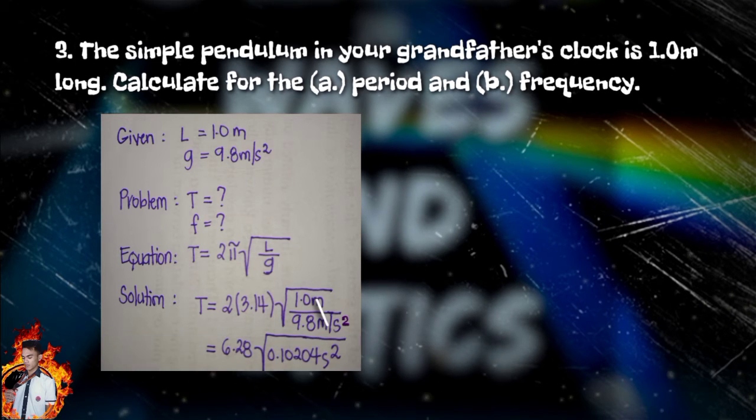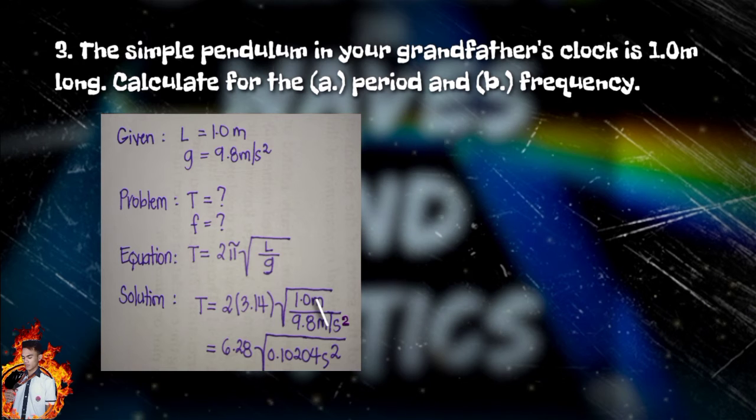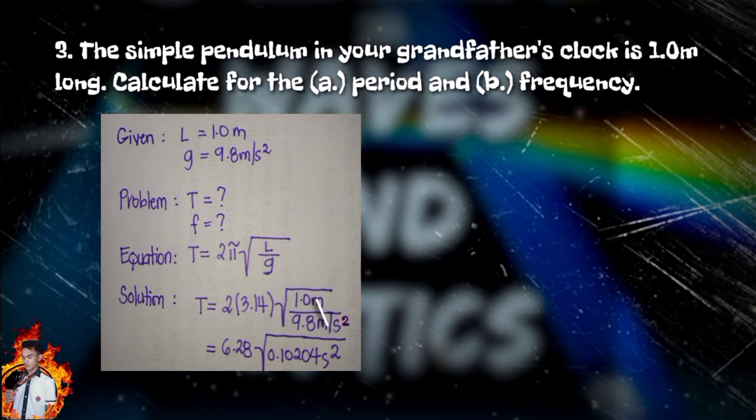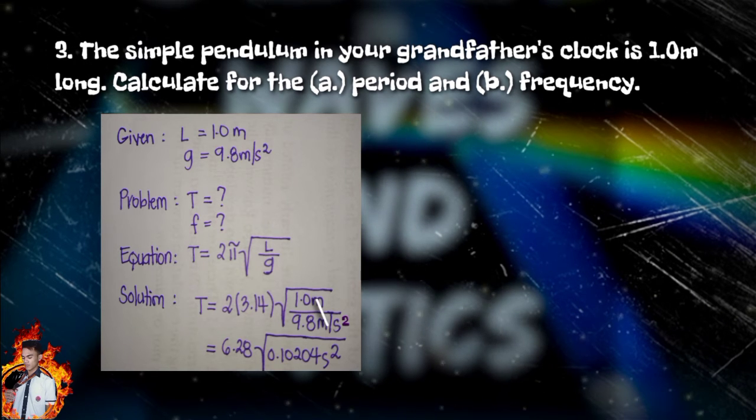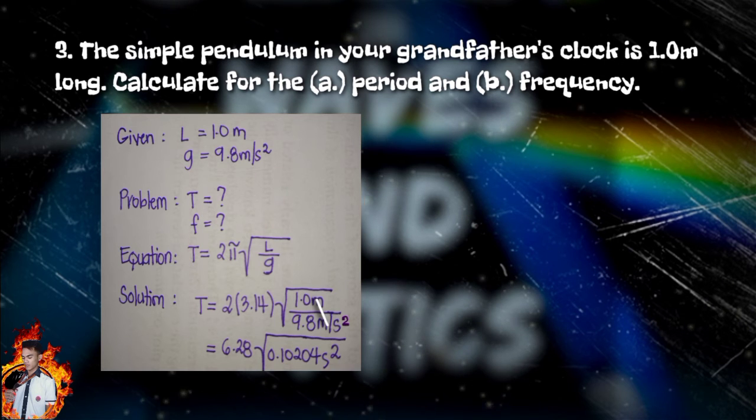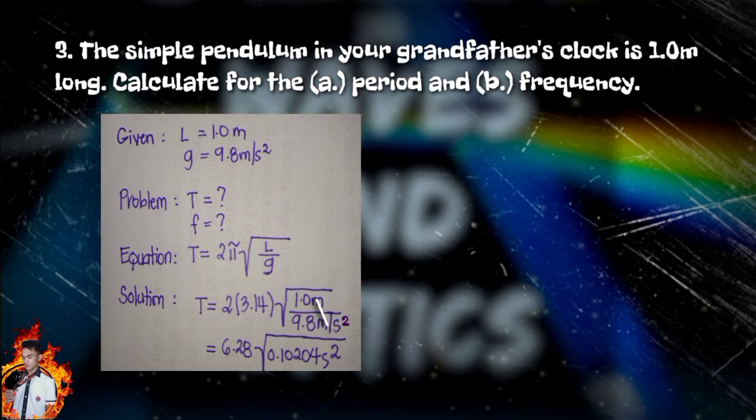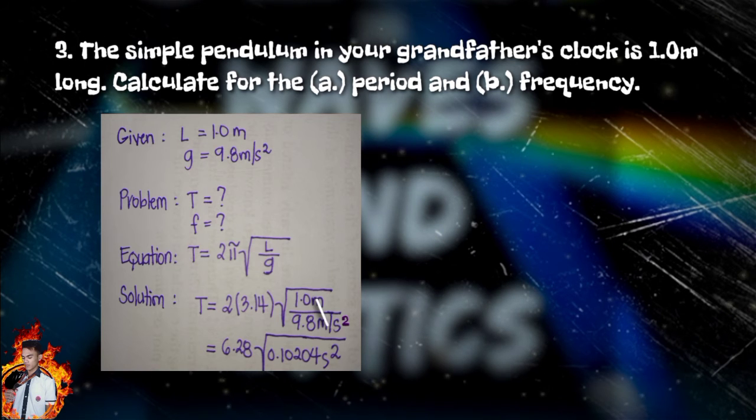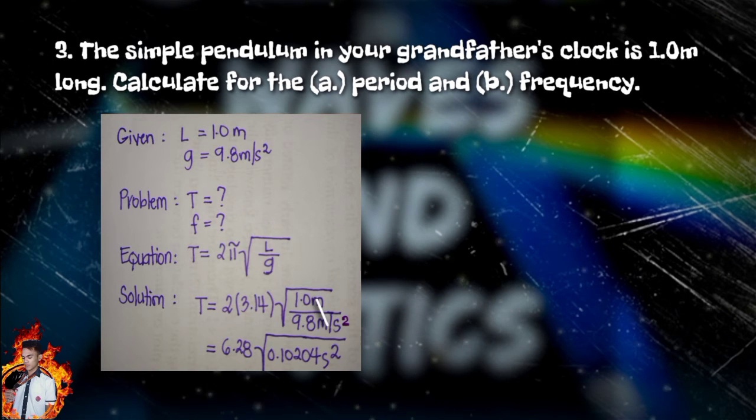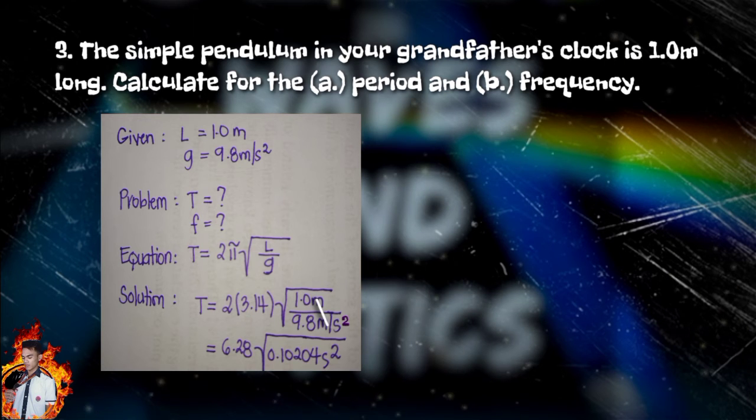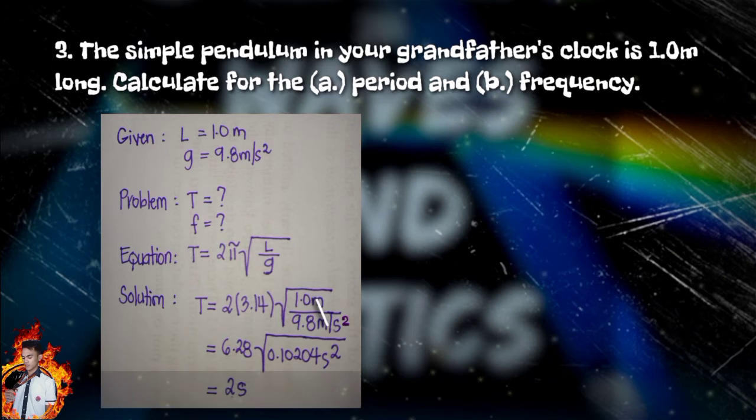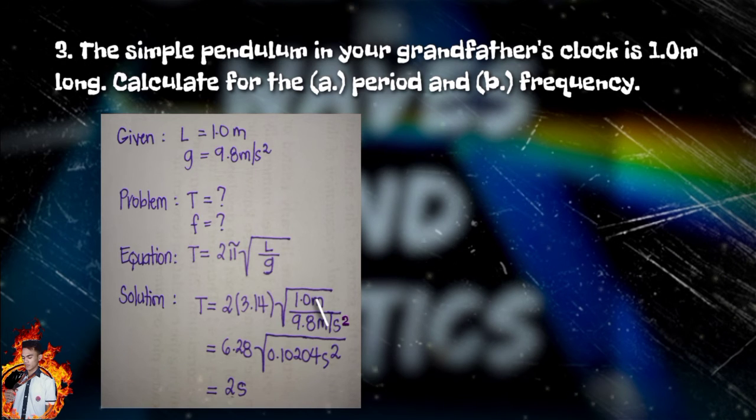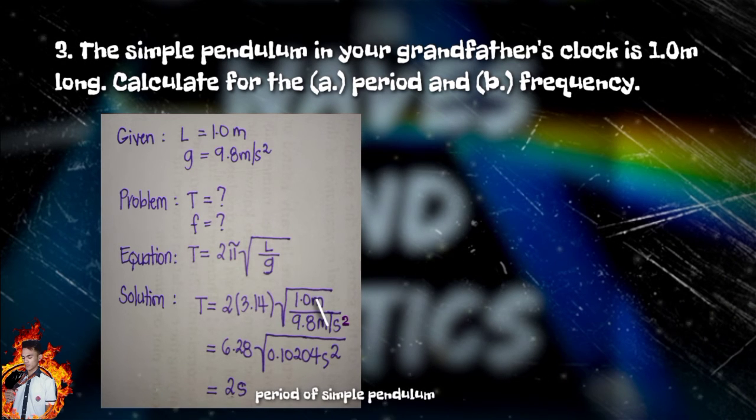Cancel meter and meter. 2 multiplied by 3.14 is equal to 6.28, and 1 divided by 9.8 is equal to 0.10204, and copy the s squared. 6.28 times the square root of 0.10204 s squared is equal to 2 s, or 2 seconds. We have now the period of the simple pendulum.